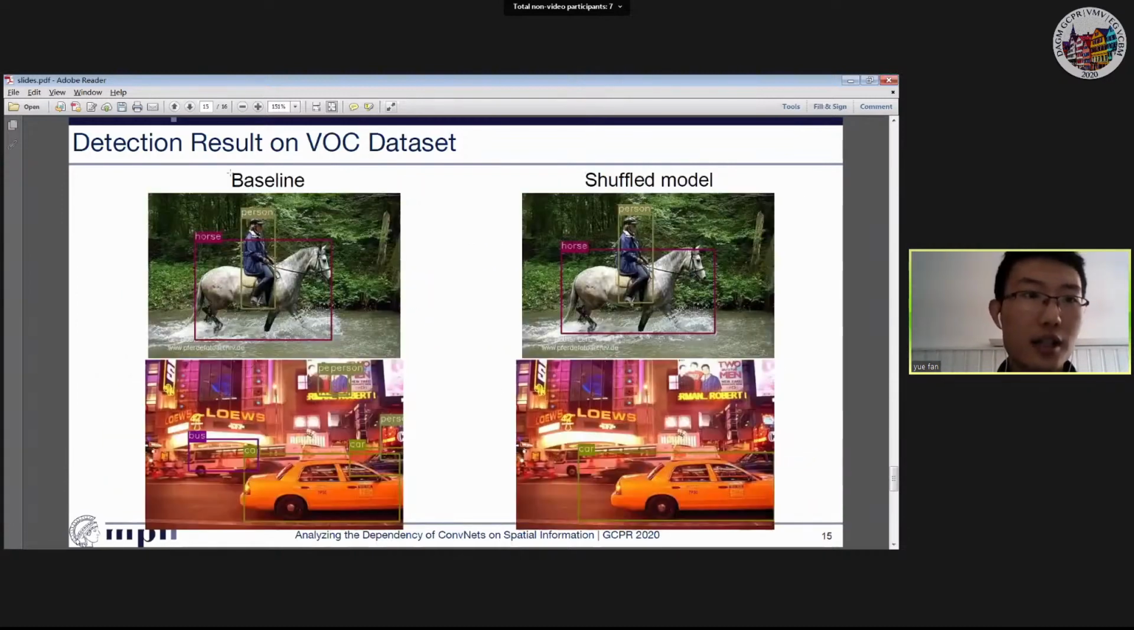And now here I want to show some qualitative results from the baseline and the shuffle model. You can see that actually the bounding box from the shuffle model is not completely off, but the model is definitely not good at localizing the small object. For example, this bus here and these 3 people on the board.